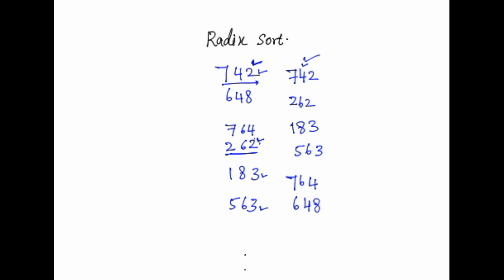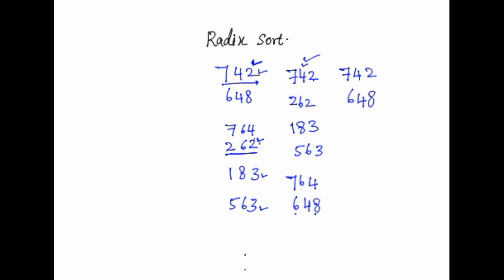So what do we mean by that? The smallest second digit that you have is 4, and there are two numbers whose second digit is 4. One is 742 and the other one is 648. Since 742 is written before 648, when I sort these sequences I should write first 742, then I should write 648.